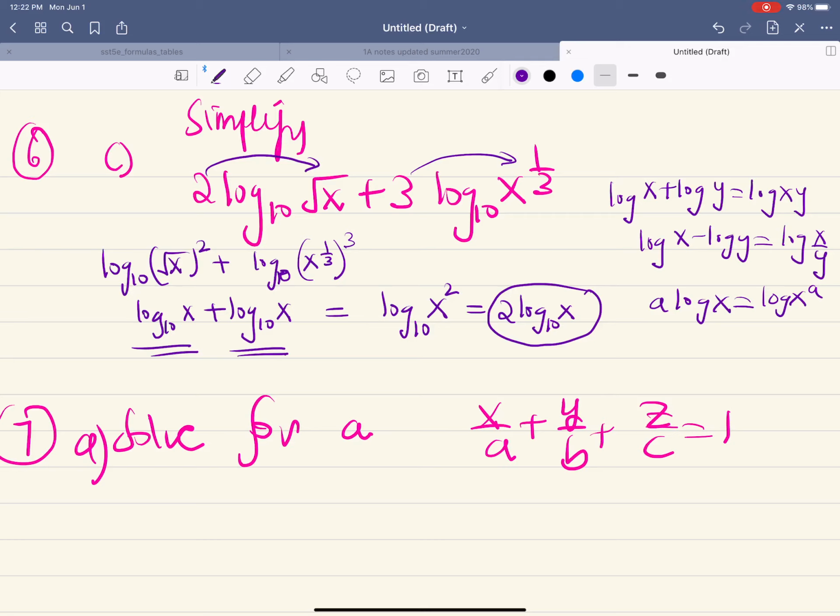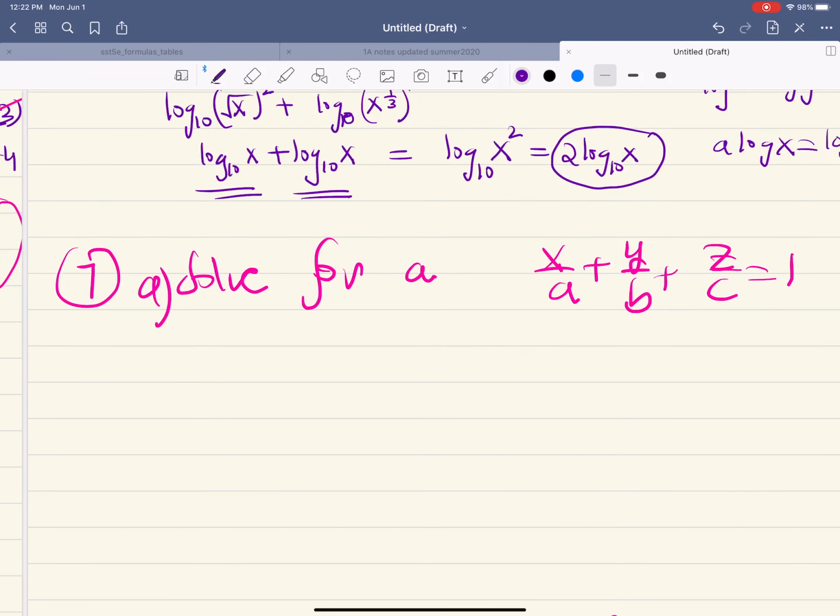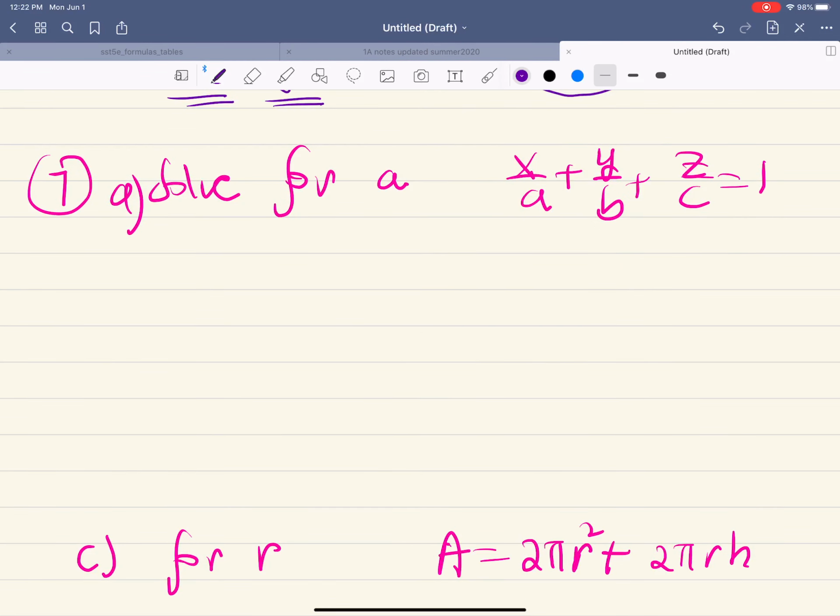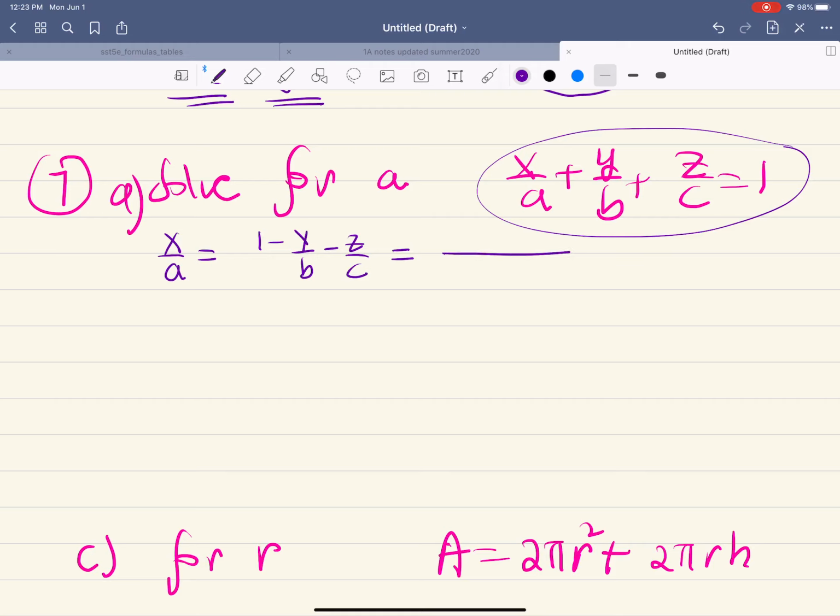Next problem we're going to do is number 7, part A. It says solve for a. So I have this expression and I'm trying to isolate the a in it. First of all, there are multiple ways of going about it. I'm going to move the y over b and z over c to the other side. Now I'm only going to work on the right hand side for a bit. I'm going to write it as one single fraction with a common denominator. 1 has 1 underneath. So my common denominator would be b times c.